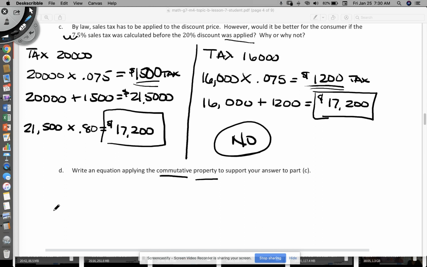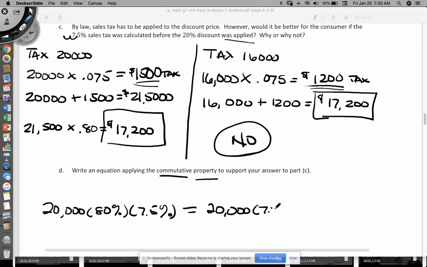get the same answer. All right, so we could say $20,000 times the 80% that we do have to pay times the 7.5% tax, okay, is the same thing as saying we could do $20,000 times the tax right away and then take the discount of 80% or the 20% off and we pay 80. Either way, we're going to get the same answer. And the reason why is because with multiplication, you can do the order differently and still get the same answer.